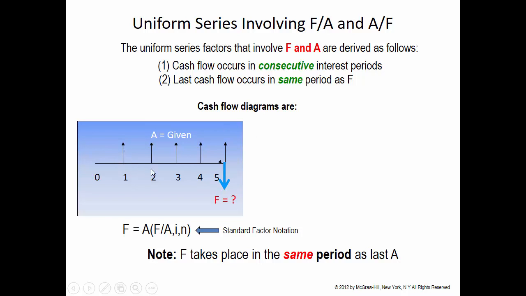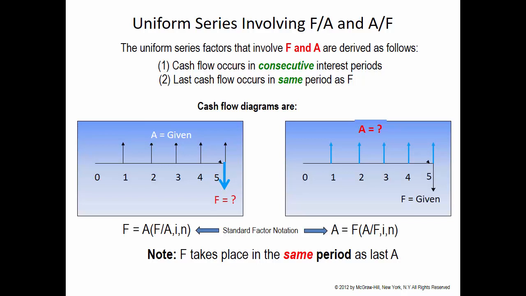Again, the amounts have to be consecutive with no gaps, and they all have to be equal in magnitude in order to do an F/A on a cash flow diagram like this. We can also find the A from a known F.